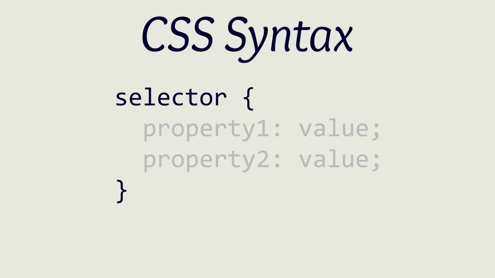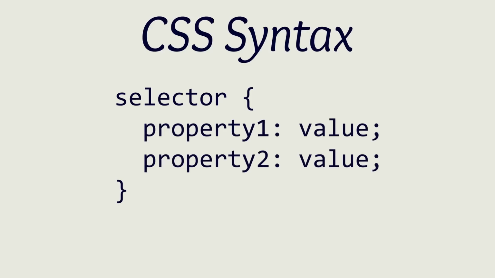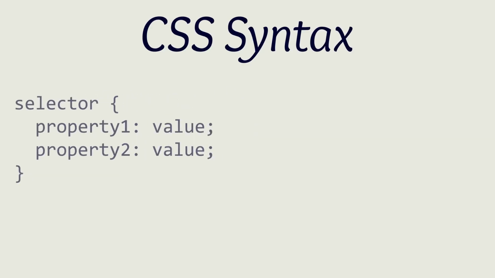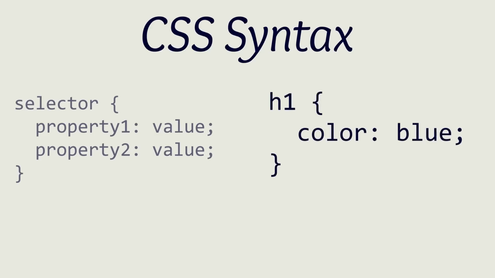Lastly, inside the curly brackets is one or more property value pairs. Each of these pairs defines a property, such as color, font size, width, etc., and a value for that property. A basic example of the CSS syntax will be setting the text color of all H1 elements to blue. Now that we have the syntax out of the way, let's focus on the various selectors.